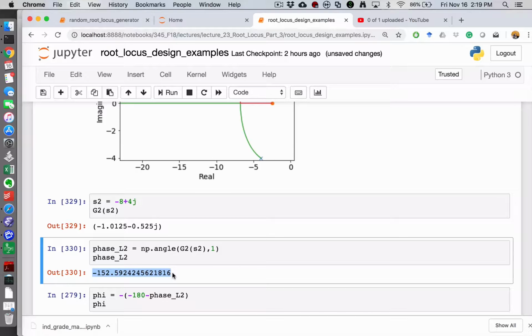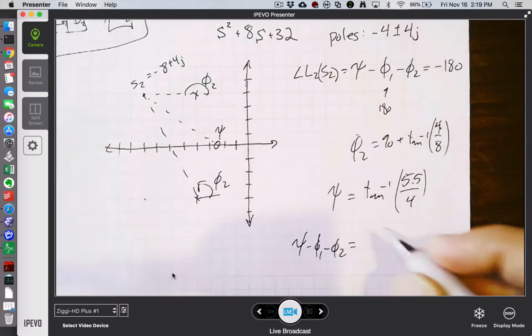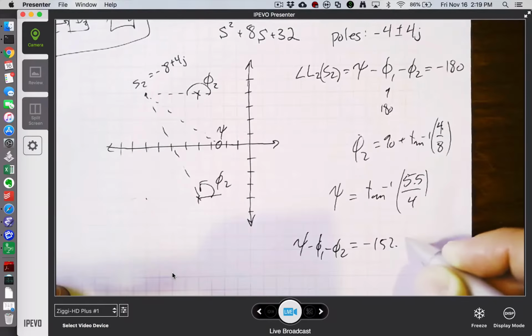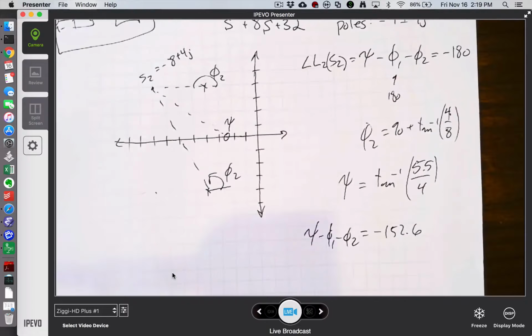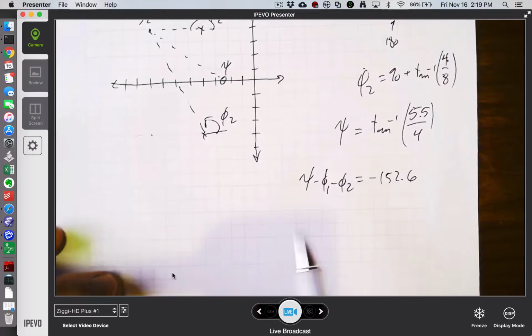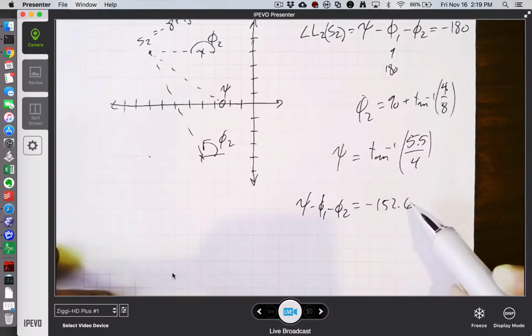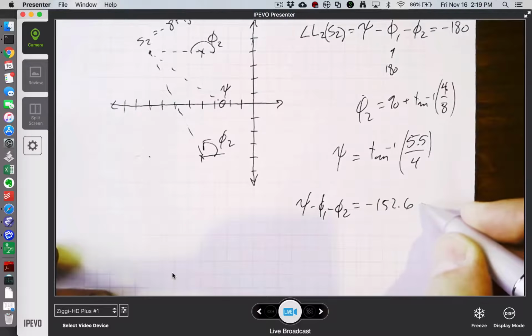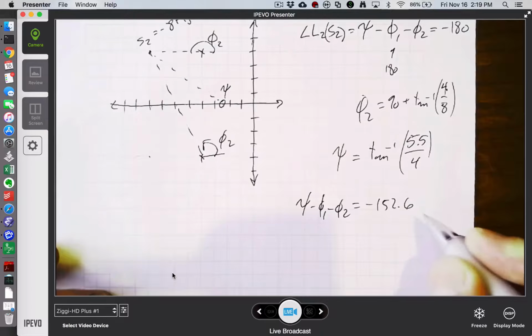So it must be that psi minus phi1 minus phi2 is equal to a negative 152.6. So if I want this test point to be on the root locus, if I want to force the root locus to pass through that point, then I've got to do something. I'm going to add or subtract something. So what do I need to add or subtract to get this to a negative 180?